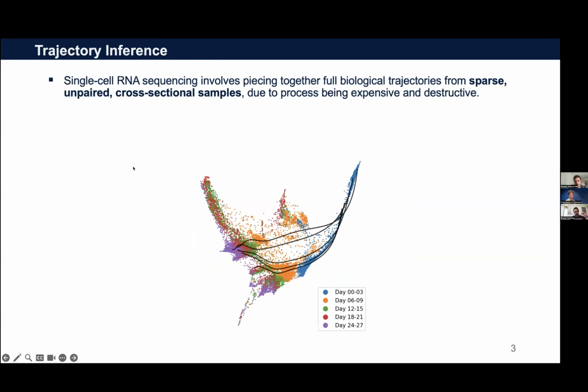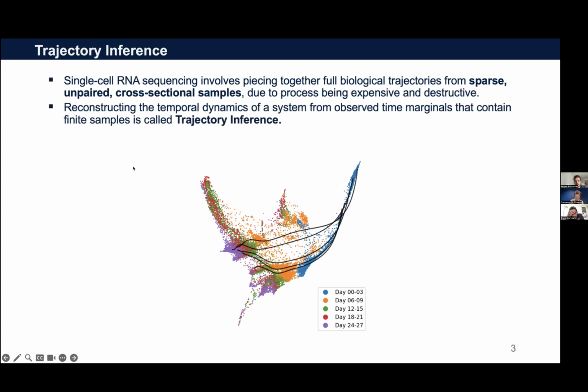So what is single-cell sequencing? Single-cell RNA sequencing measures gene expressions at individual cell levels. However, as I explained before, there's a problem here. The process is costly and destructive. This means that each cell can only be measured once before it's destroyed. So this results in data that is sparse, unpaired, and cross-sectional. Our aim here is to reconstruct the system's temporal dynamics from such data. And this is widely known as the trajectory inference problem.